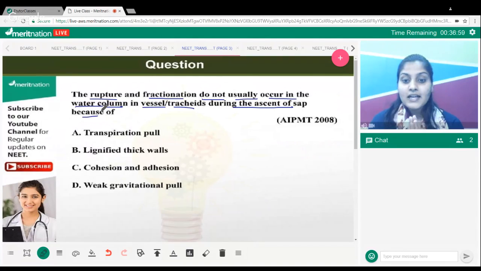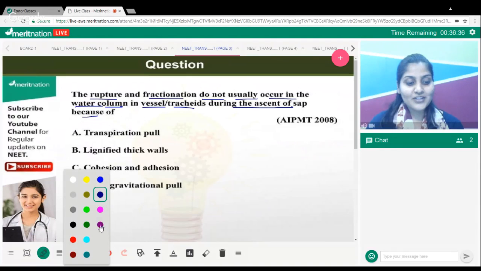How does the water column not break? It maintains its integrity. Is it because of transpiration pull? Is it because of lignified thick walls? Is it because of cohesion and adhesion? I don't know what that is. Or is it because of weak gravitational pull? How does that happen? So your time is about to get over. Pick out the right answer, everyone. And the time is up.